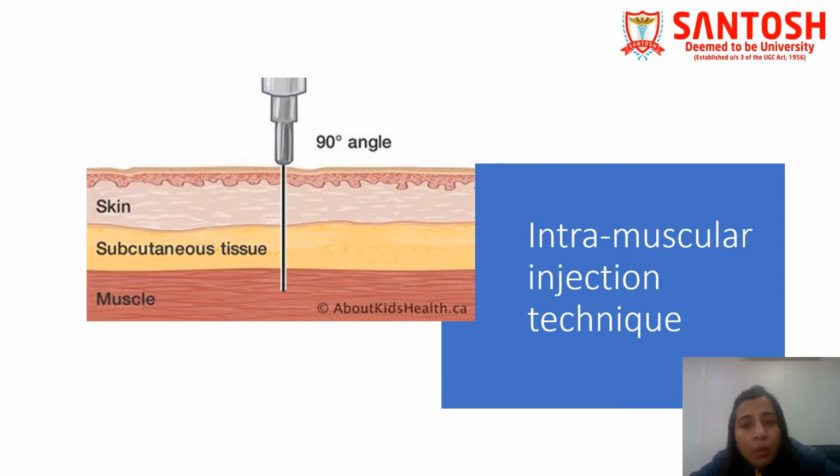So now let us talk about the intramuscular injection technique. Intramuscular, as you can see from this figure, is given in the muscle and the needle should be at 90 degrees from the skin. So it should be perpendicular to the skin.